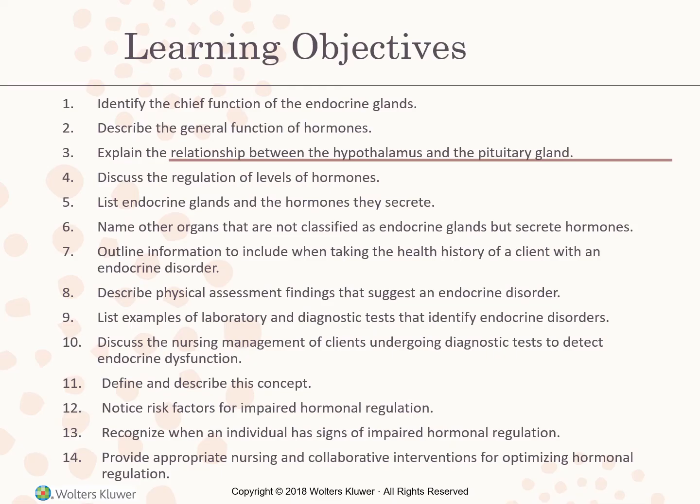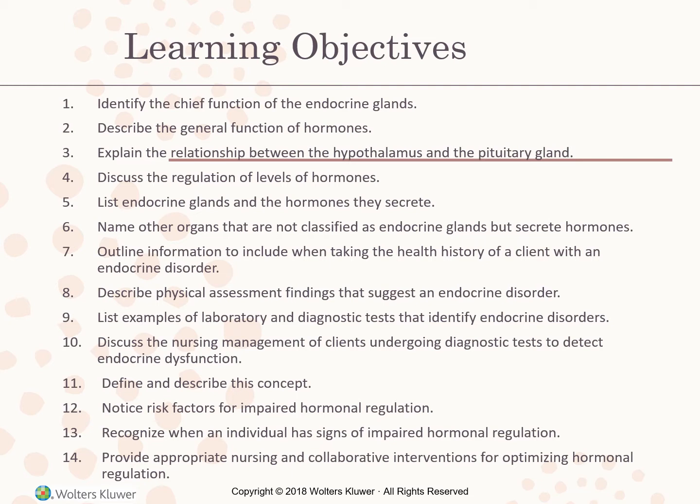So today we're going to be going over identifying the chief function of endocrine glands. We're going to be able to describe the general function of hormones. We're going to be able to explain the relationship between the hypothalamus and the pituitary gland, discuss the regulations of levels of hormones. We will list endocrine glands and the hormones they secrete, name other organs that are not classified as endocrine glands but do secrete hormones.